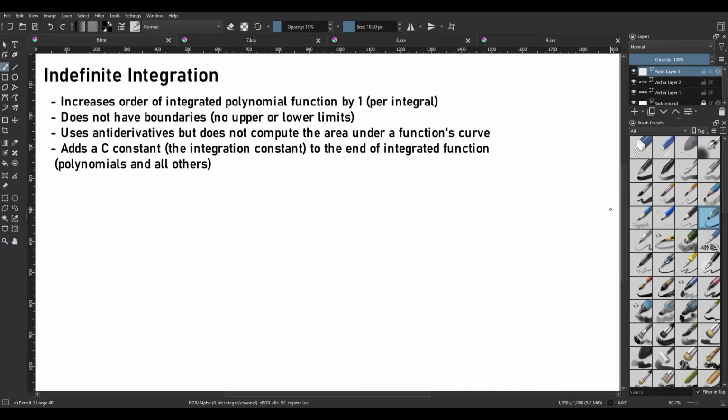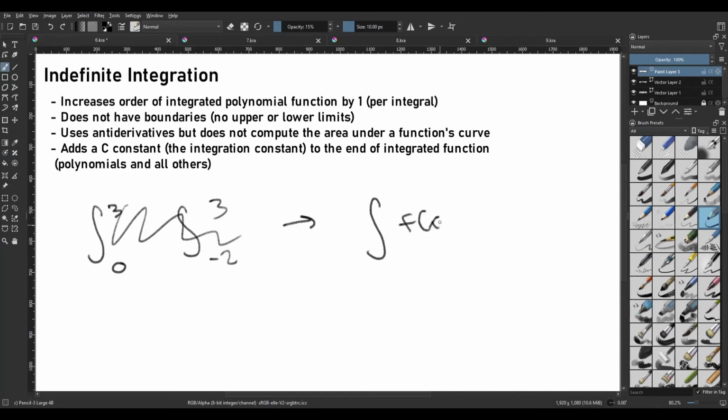It is not going to have upper or lower limits, and so what that's going to mean is that no longer are we going to see integrals that have anything from like 0 to 3 or negative 2 to 3. That's not going to be happening anymore. Instead, we're going to be seeing just an integral with a function here, and then dx, whatever else after. We're not going to be seeing upper and lower limits, because in reality it's just going to be infinity to negative infinity, and that's why the order increases by 1. And of course it does use antiderivatives. That's how integrals work, using antiderivatives here to help us out.